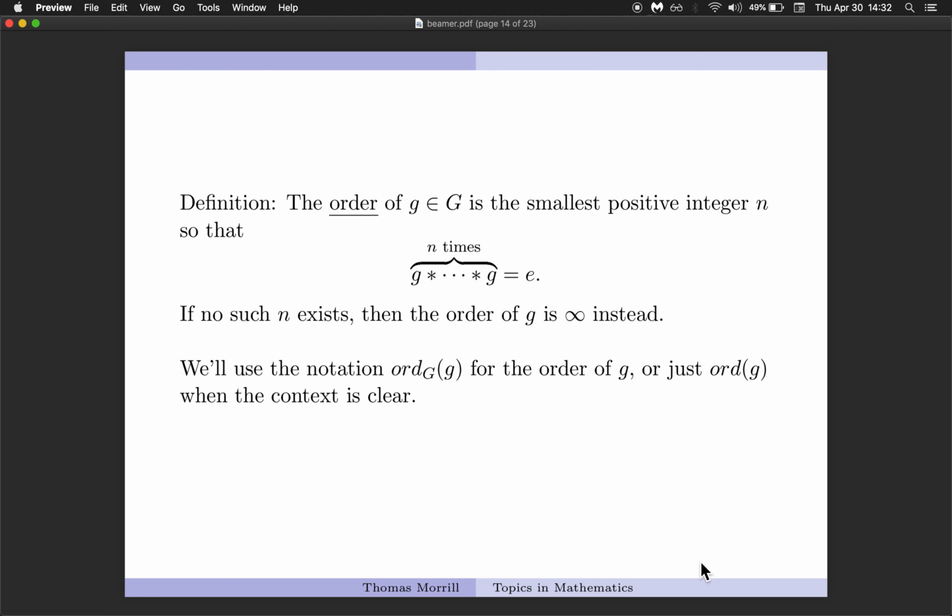And when I can get away with it, I will drop the subscript and just talk about the order of the element G, right? That'll be more helpful when we're only talking about a particular group and not talking about anything else, any other groups, because there's a lot of them.